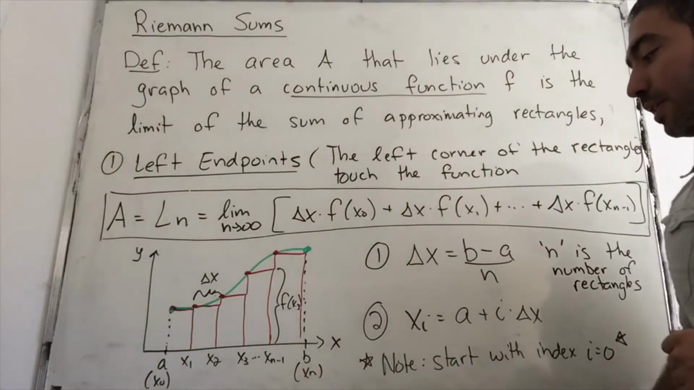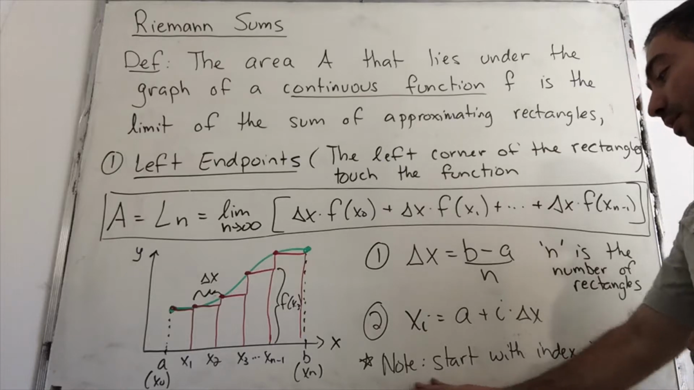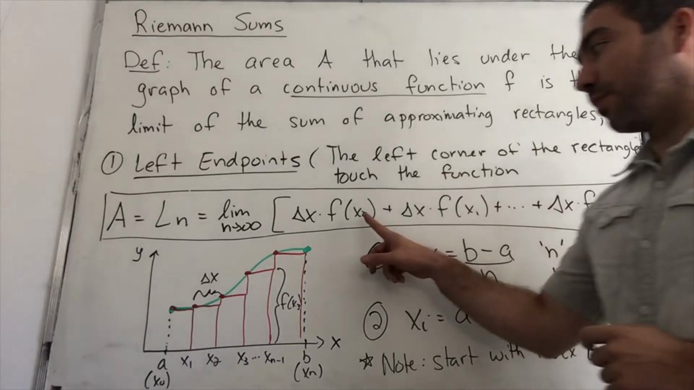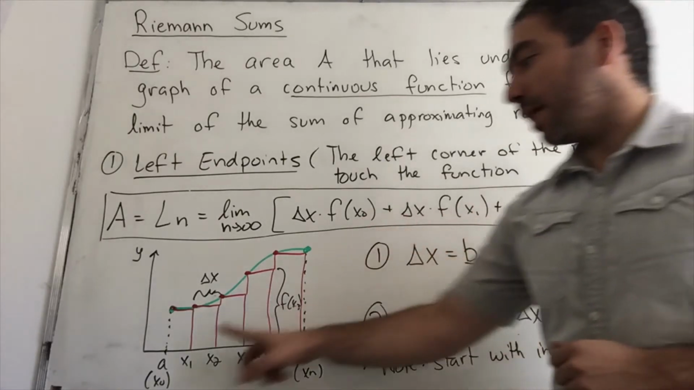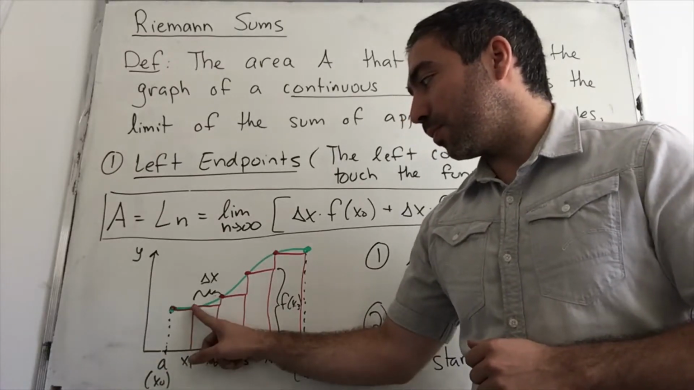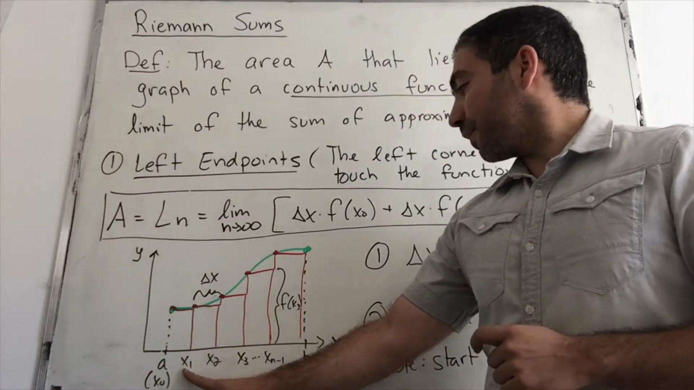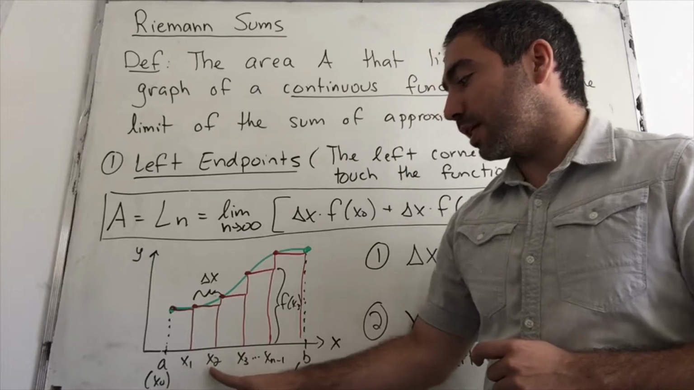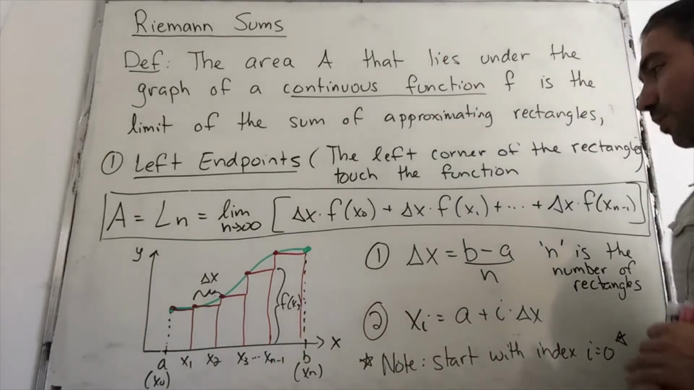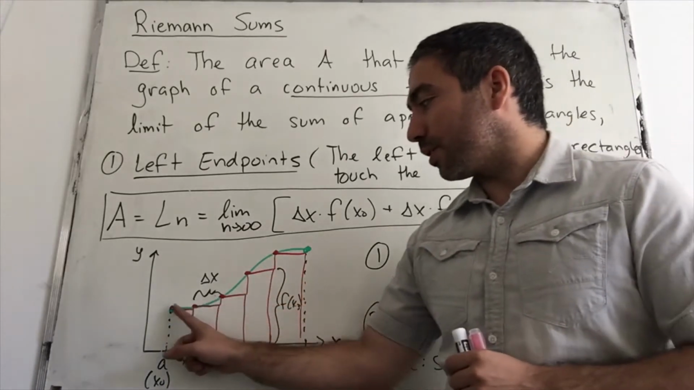So for left endpoint, keep that in mind that you start with the index i equals 0. That's the slight difference. So you start at x0, that's the first one. The second point where we hit, where we're looking for the height of the function, is at x1, then x2, x3, and so on and so forth. So if you have your function over here, all the left points are hitting the function.